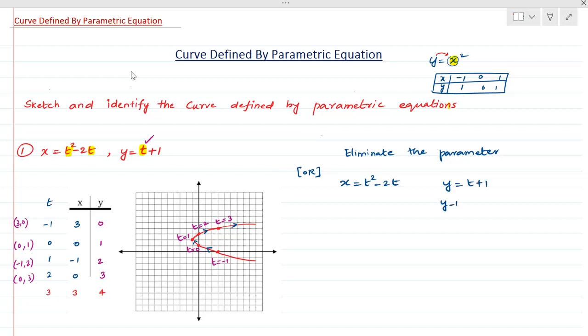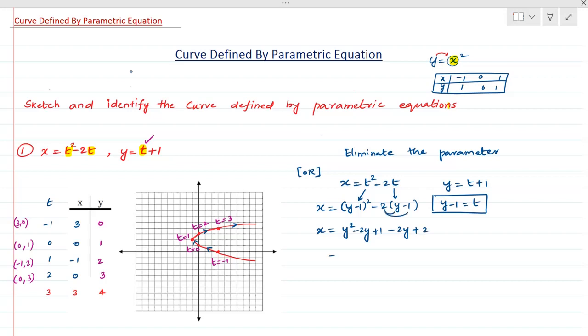Therefore I will move the y minus 1 is equal to t. I substitute this t in the equation. So you will get x as y minus 1 whole squared minus 2 times y minus 1. So in place of t, I just substitute y minus 1 to eliminate the t. Now if you solve this one, it is y squared minus 2y plus 1 minus 2y plus 2. So it is plus 2 when you multiply inside.